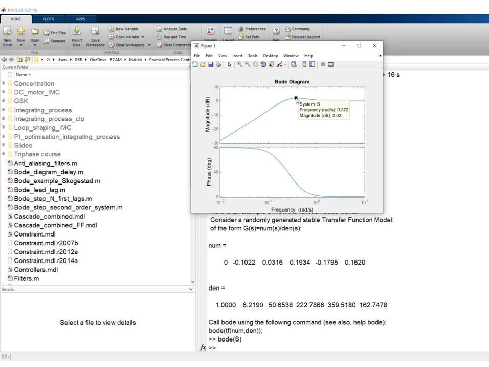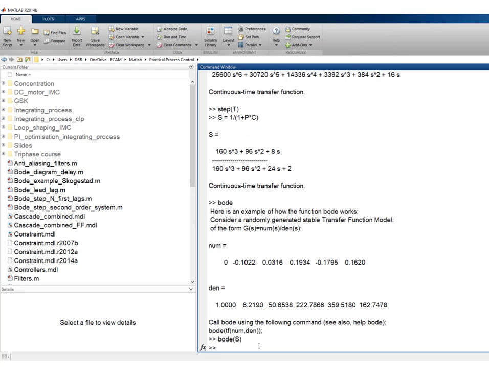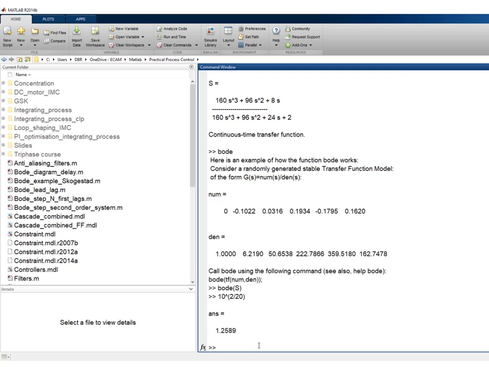So this looks like we have a maximum peak of 2.02 dB, so let's say 2 dB. If we want to obtain the value in absolute units, then it's 10 to the power of 2 dB divided by 20, and we have here a peak sensitivity of roughly 0.26.